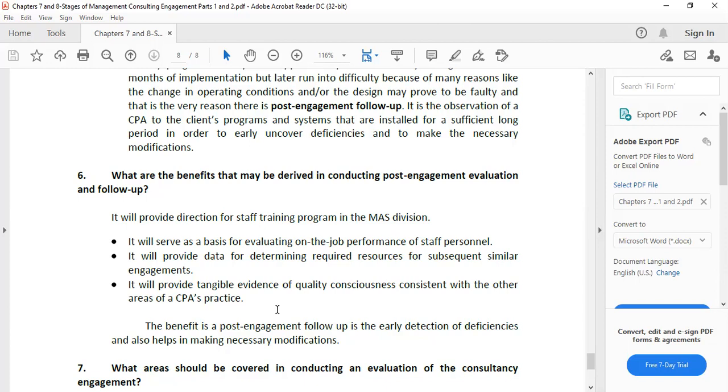And overall, we have to make sure that there is tangible evidence of quality consciousness, meaning to say that the practitioners and the management consultants should have quality as part of their mantra or part of dealing with operations or in doing their particular jobs. It should be consistent with the other areas of the CPA's practice in taxation, in audit, and all. So as said, a post-engagement follow-up will be able to detect deficiencies early and we can make modifications to the concurrent systems in place.